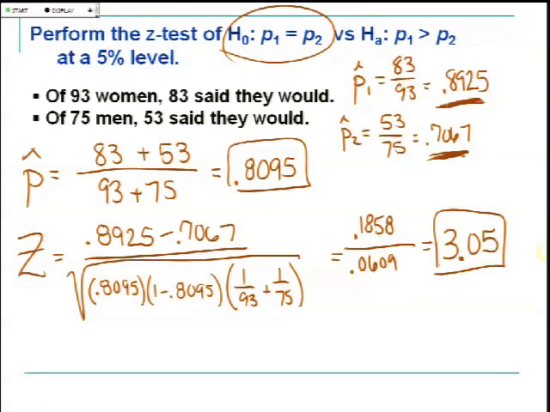How different are these two sample rates? They're more than three standard errors apart. The first sample rate is three standard errors above the rate for the men. Do you think that's a pretty big difference? Do you think that's a significant difference? Probably is. We just have to confirm that by converting this test statistic value to a p-value.